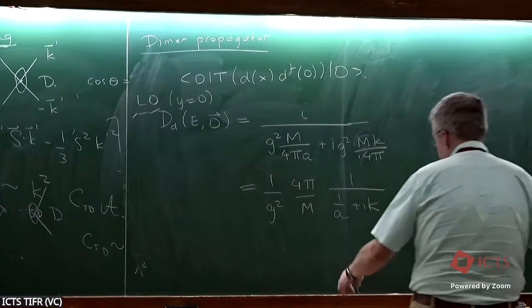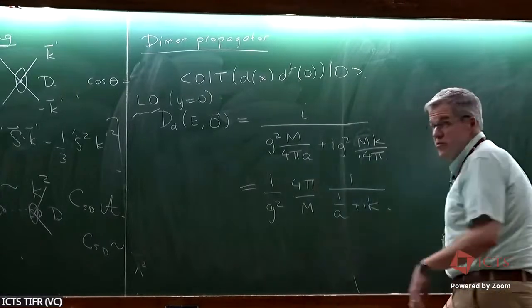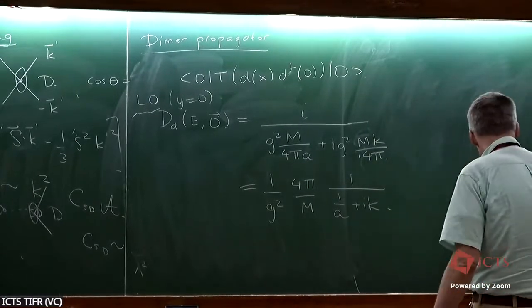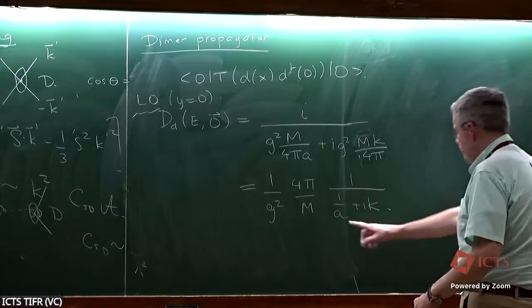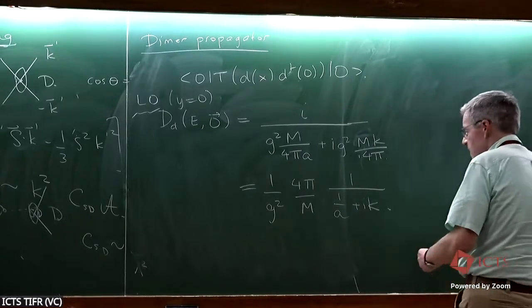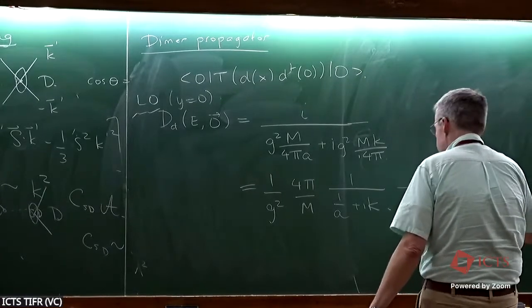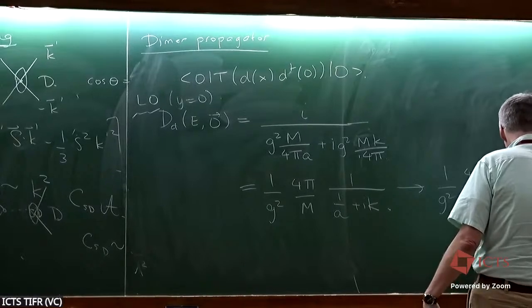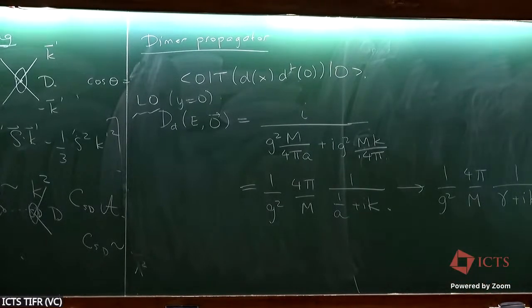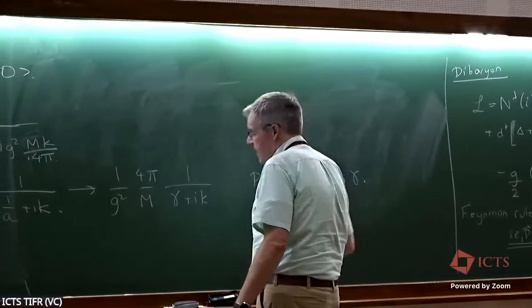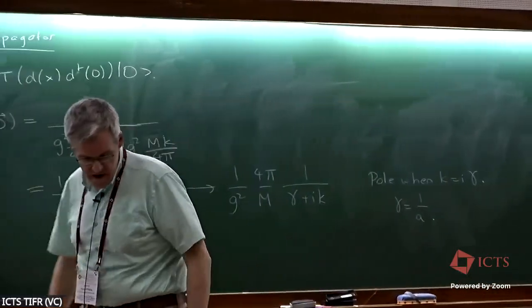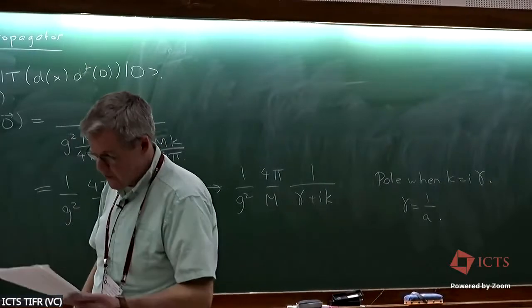Now I'm going to reintroduce some notation I used yesterday. I'm going to switch from 1 over a to gamma. Because as Dr. Kaplan explained yesterday, and I will repeat here, this object has a pole when k is equal to i gamma. And gamma is at leading order just 1 over a. We'll figure out the next-to-leading order corrections to this after the break.